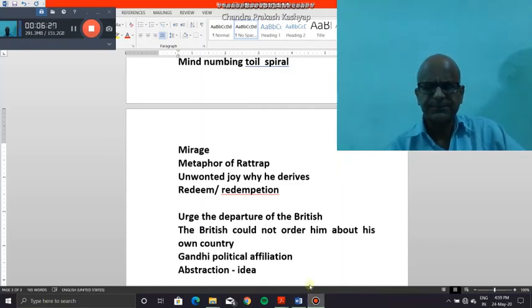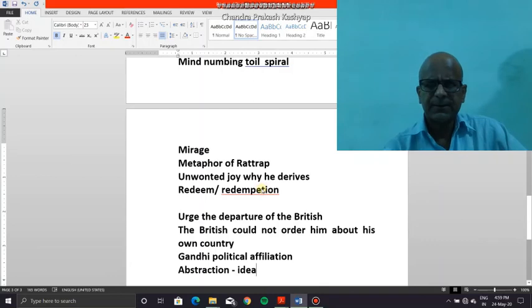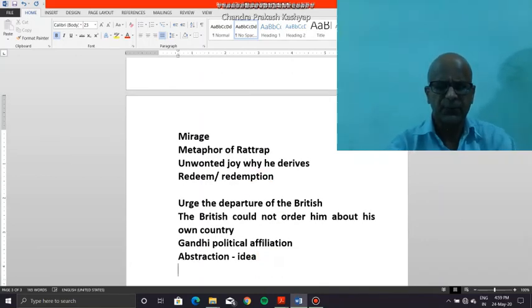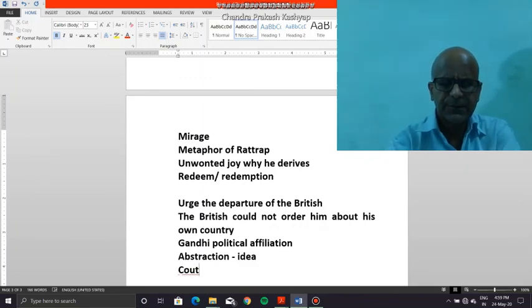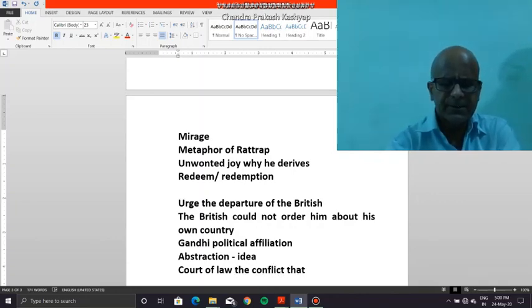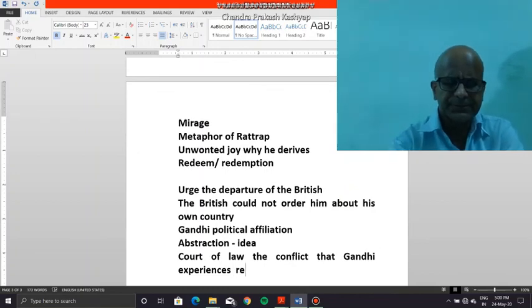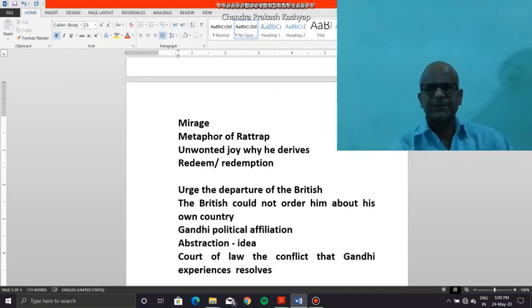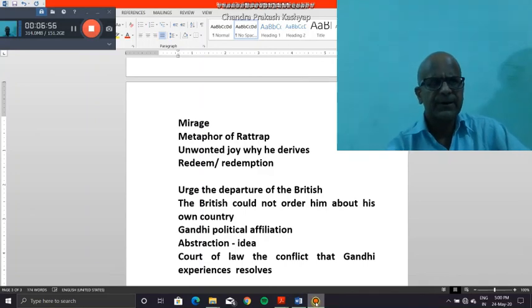Thereafter, the conflict that Gandhi experiences in the court of law, and how he resolves it is very important. Also, why he agreed to 25% of the total repayment.